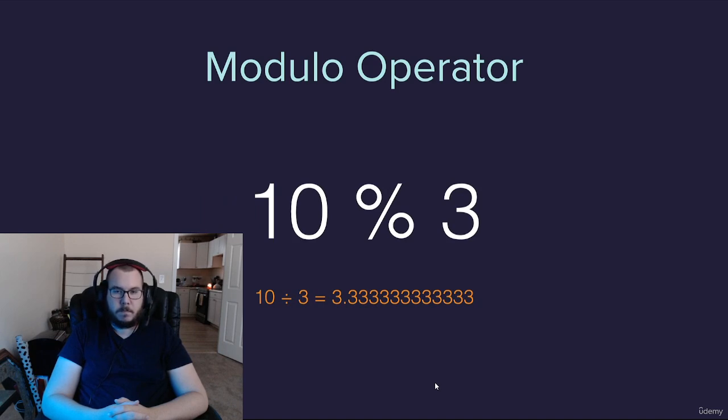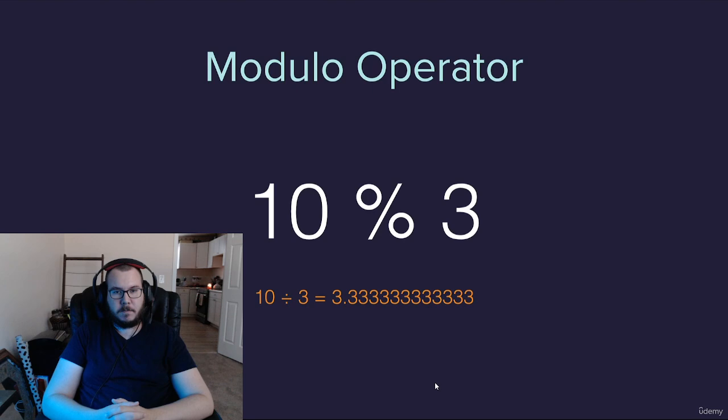What is 10 modulo 3? If 10 divided by 3 is 3.33333 recurring, because 10 does not divide cleanly into 3, what do you think would be the result of 10 modulo 3 on a computer? Pause and have a think about it. Okay, so let's go through the solution together.